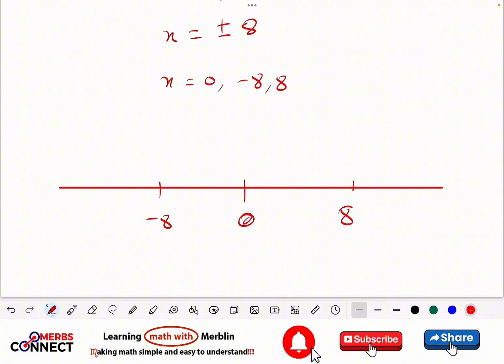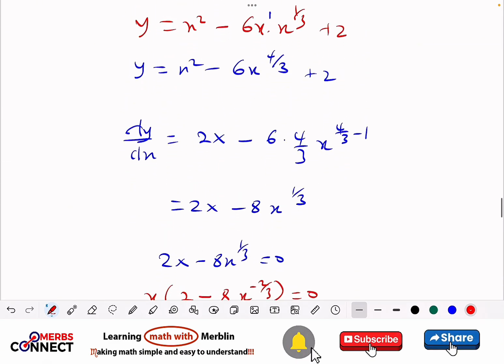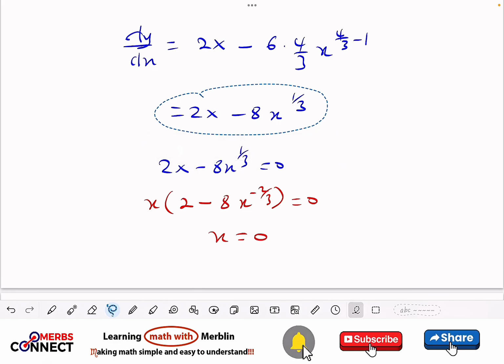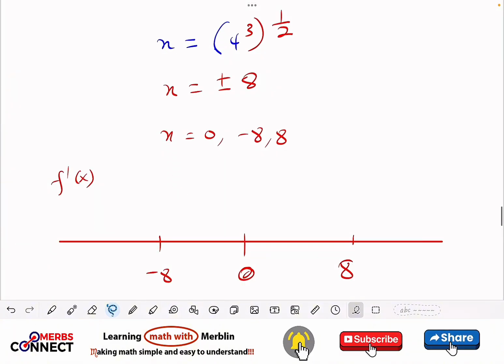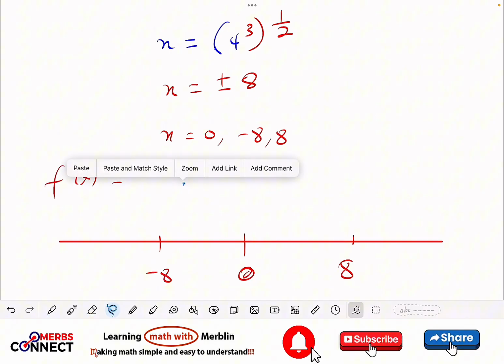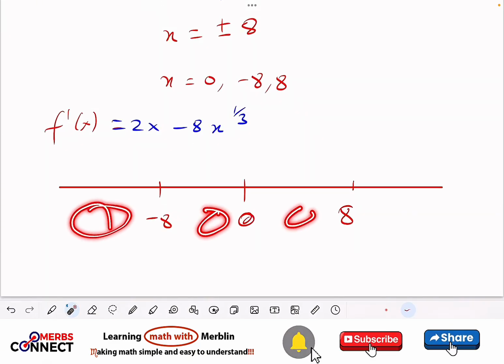Don't forget, for local, we need to use f prime of x. So what was f prime of x, or dy over dx? Let me just send it down there. So let me make dy over dx as f of x, which is equal to this. What we are going to do here is just pick a point here, a point here, a point here, and a point here, and plug it inside this and see what we are going to get.